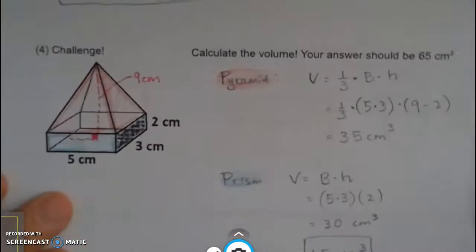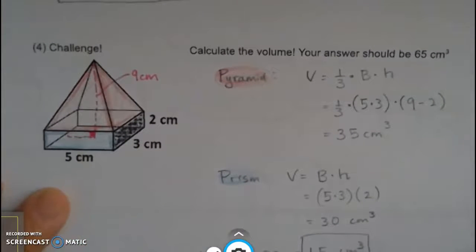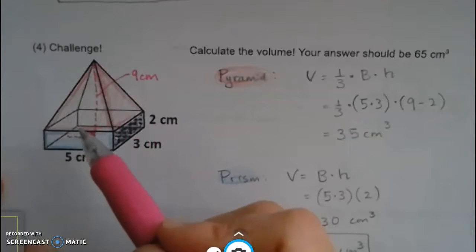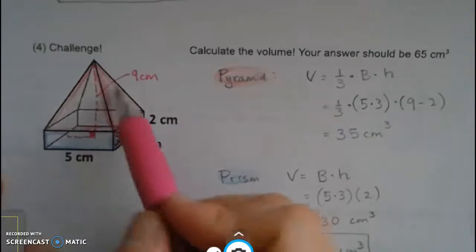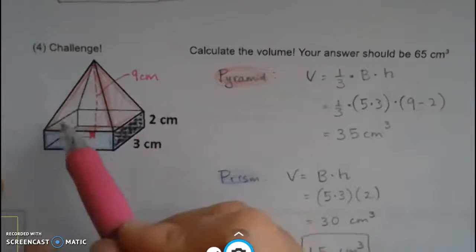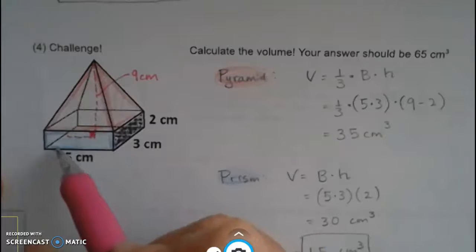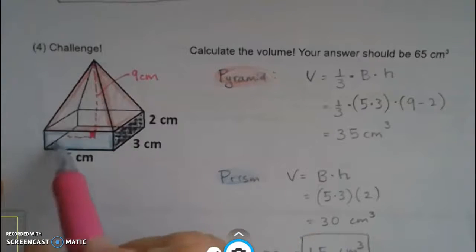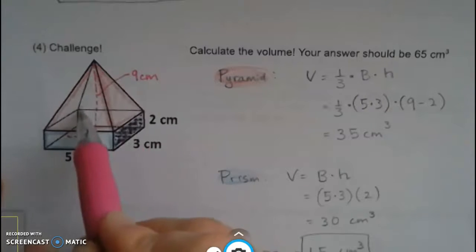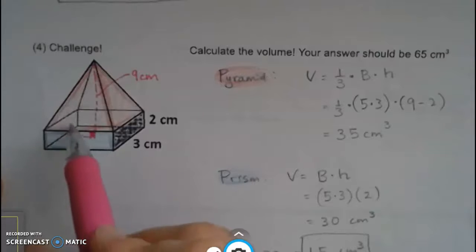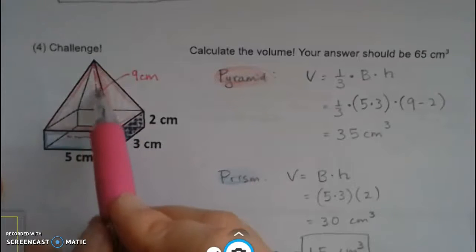And then finally, challenge problem. I hope you had a chance to at least have a look. This is what we call a complex 3D shape. It is made up at the top of a pyramid. It's a rectangular pyramid, because the base of this pyramid is a rectangle, 5 by 3. So you can imagine that this face is the same as this face, it's just inside. And that's the base of the pyramid here. So it's 5 by 3, a rectangular pyramid.